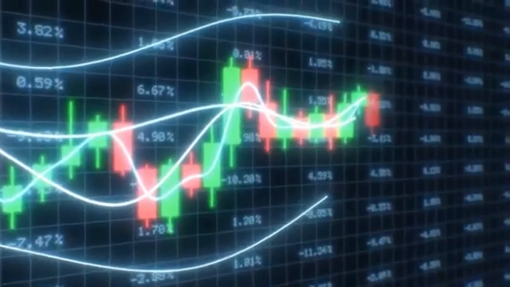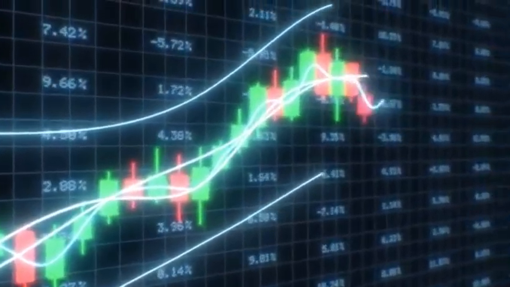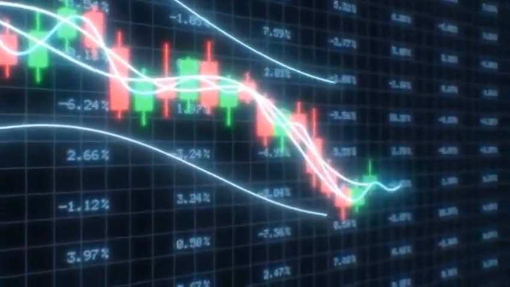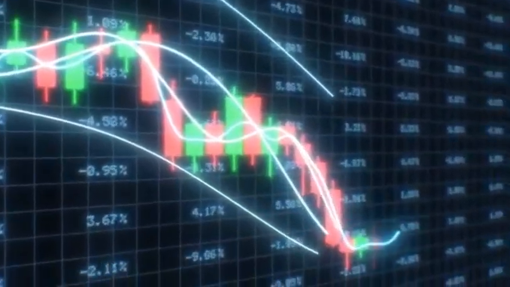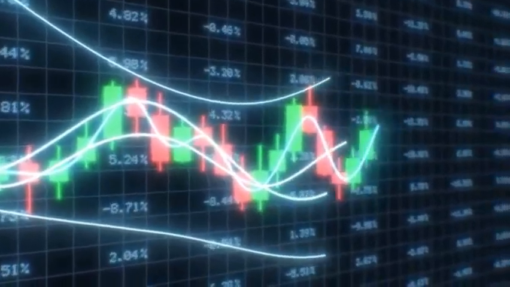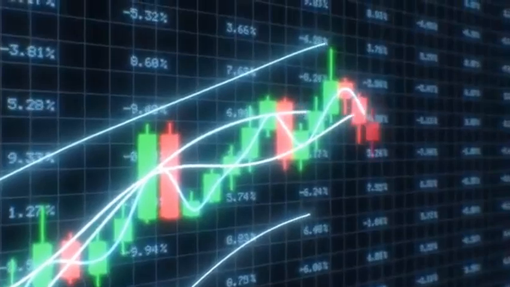Triple top. This is another bearish reversal pattern that forms after a strong uptrend. It's essentially a more prolonged version of the double top, where the price hits the same resistance level 3 times before failing to break higher. When the price breaks below the support level after the third peak, it's a strong signal that the trend could be about to reverse.